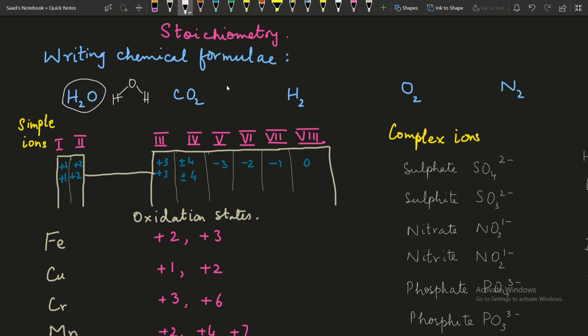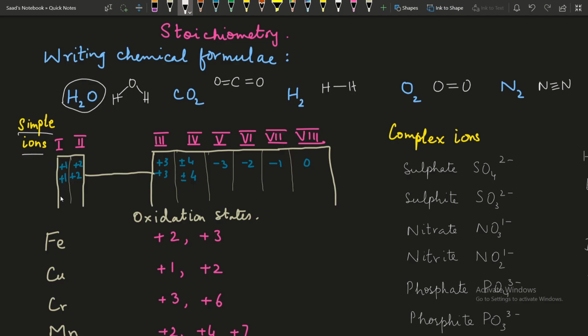Whereas in carbon dioxide, there are two elements, carbon and oxygen, and two atoms of oxygen are bonded with one carbon atom. In a molecule of hydrogen, there are two hydrogen atoms covalently bonded together. In a molecule of oxygen, there are two oxygen atoms, whereas in the molecule of nitrogen, there are two nitrogen atoms.